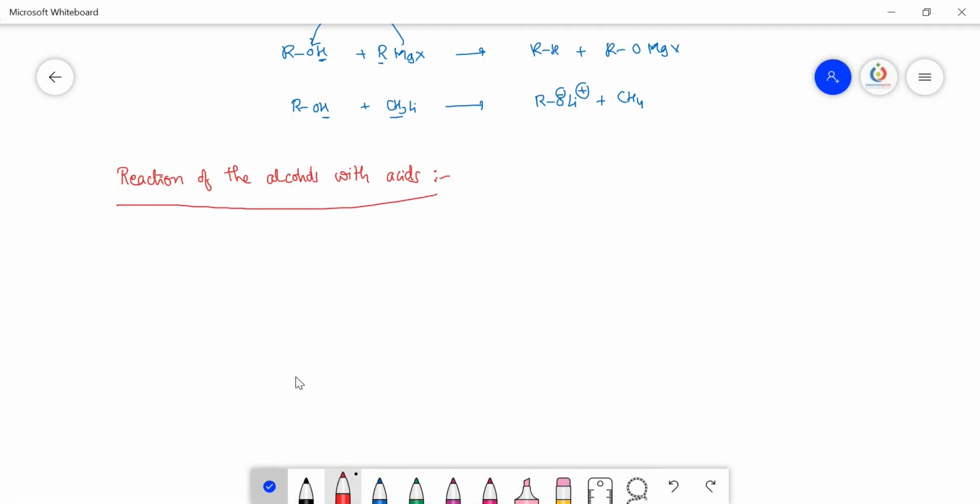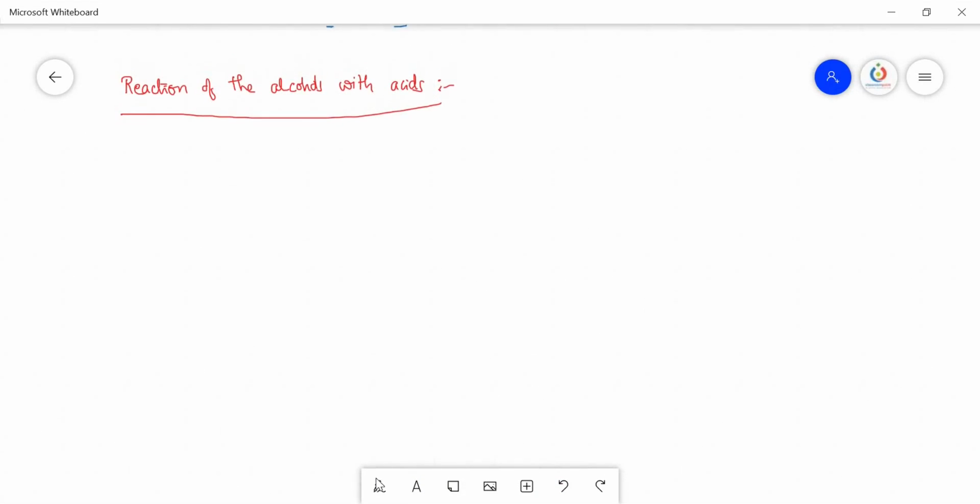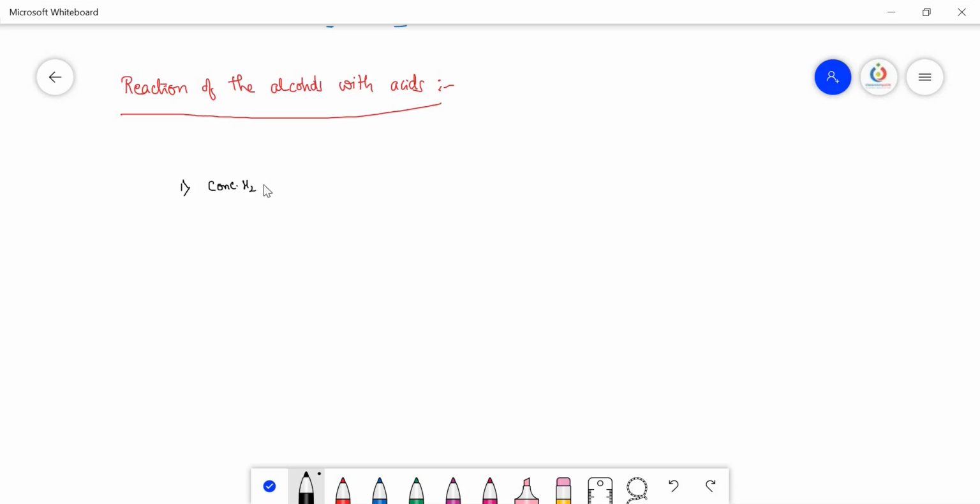So, what must be the products when alcohols react with the acids? Different types of acids you should understand here. When alcohol reacts with compounds like concentrated H2SO4, second one H3PO4, take the acid salt potassium hydrogen sulfate, and some other acid reagents also, like POCl3 in the presence of pyridine.